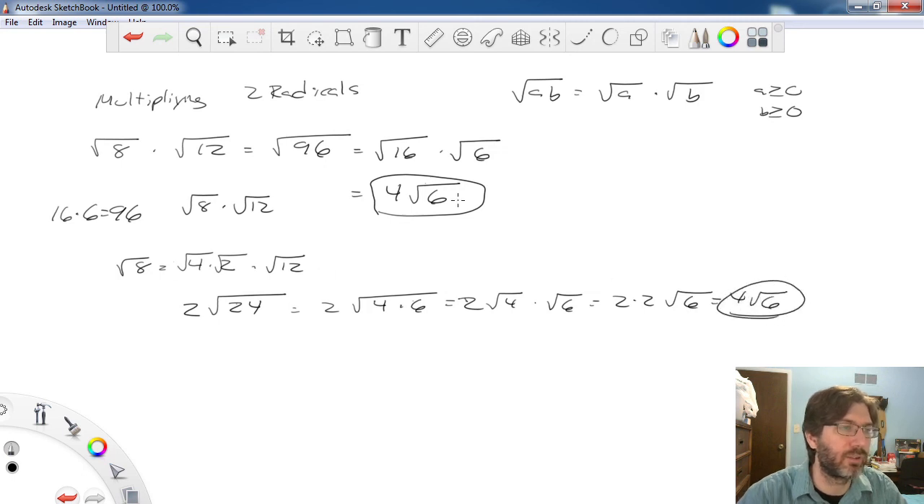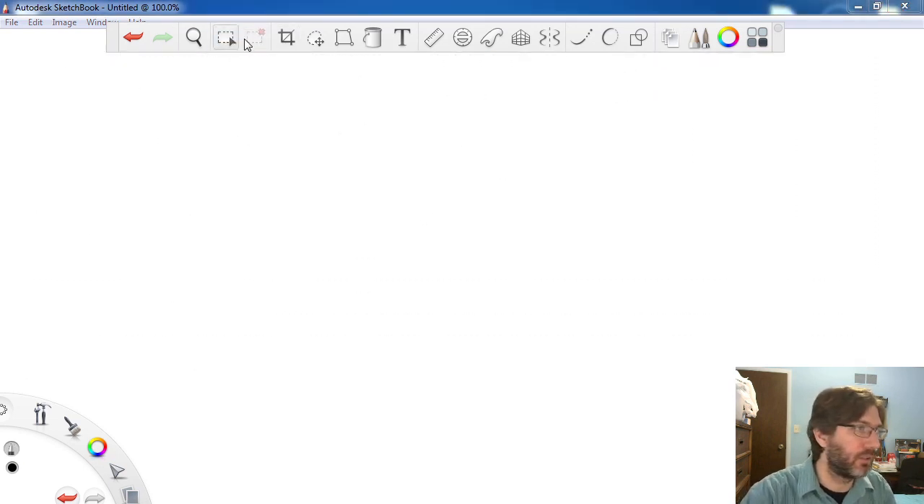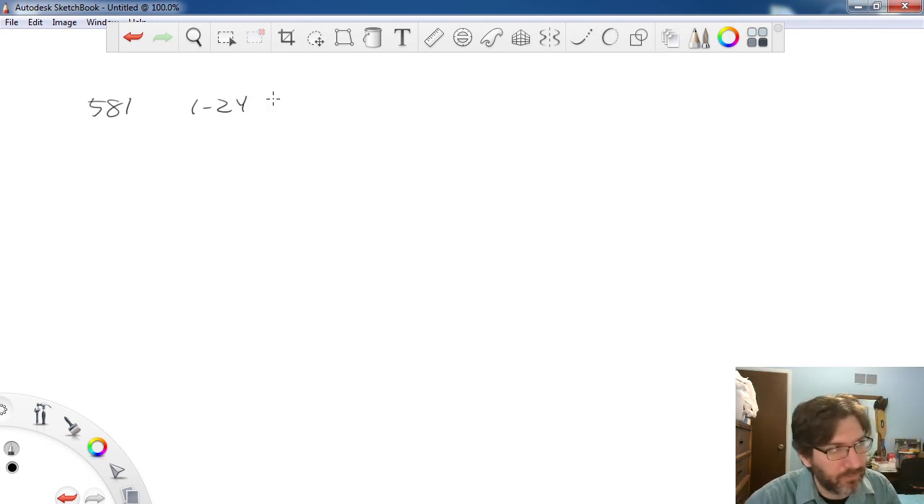So you do get the same answer if you did it individually, but it's probably easier to just bring it all together and go that way. With that, your homework, I'm not sure what we got, is 581, 1 through 24. They go fairly quickly once you get the hang of it.